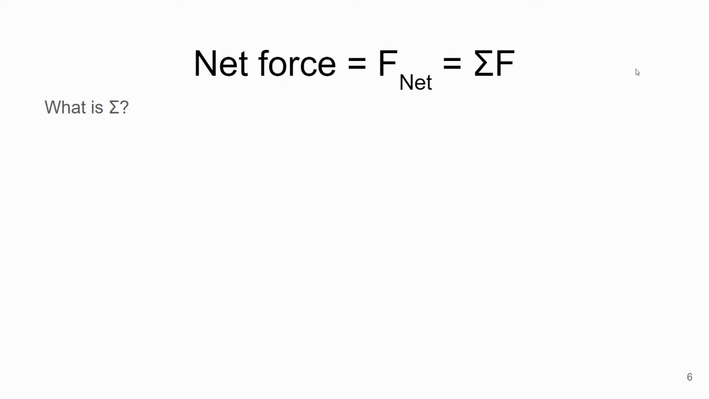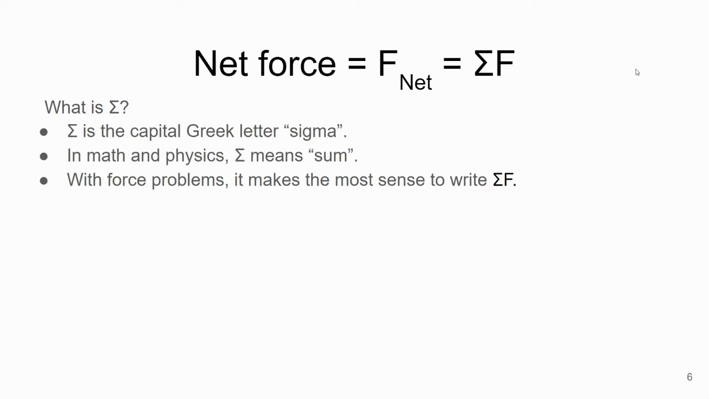So what is this funny symbol? This is the capital Greek letter sigma. So this is the Greek version of the letter S. In math and physics, sigma means sum. Sigma S, sum S. That's why we use it that way. So with force problems, it makes the most sense to write sigma F.